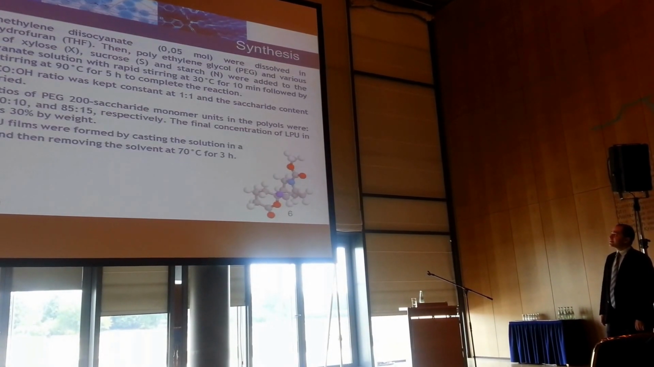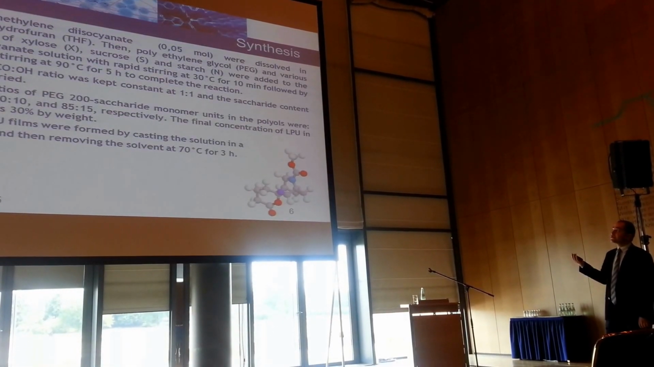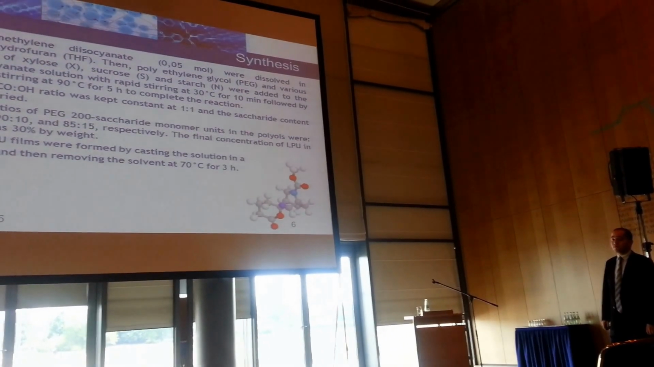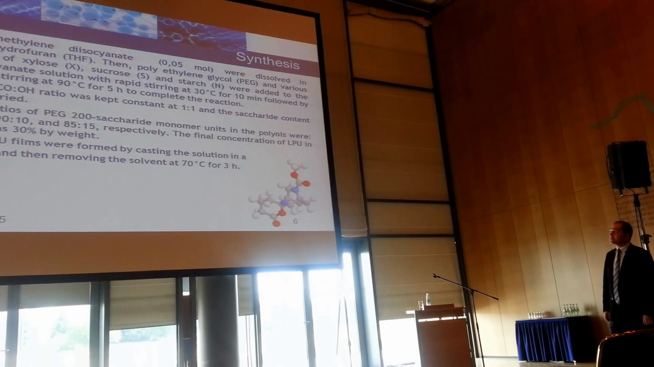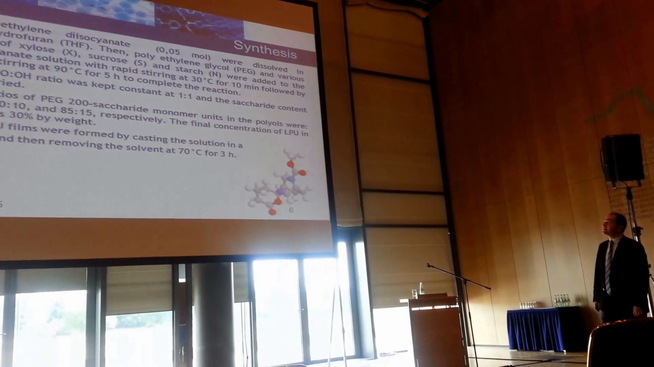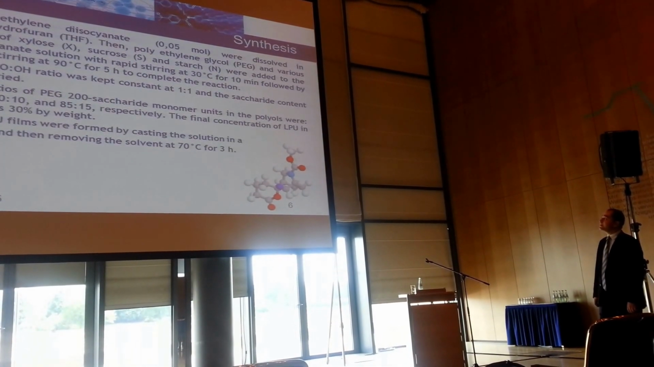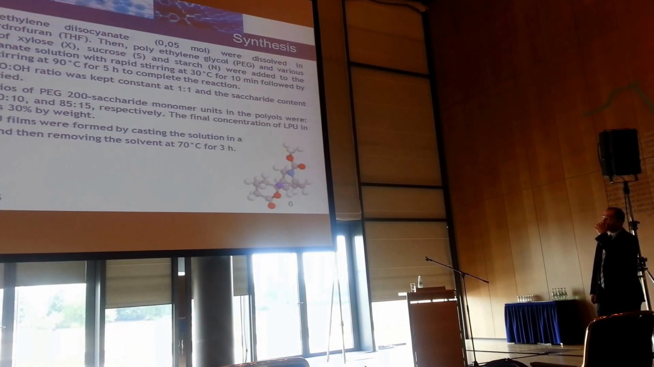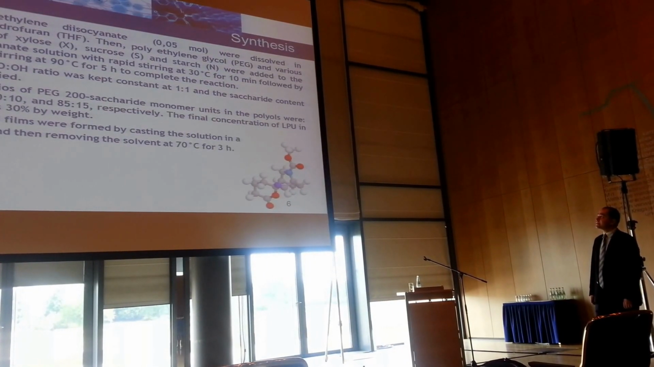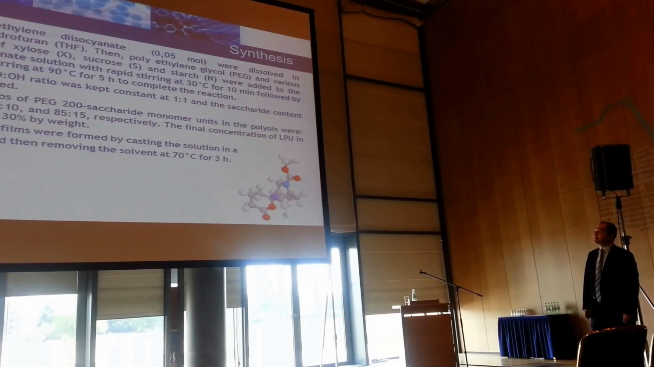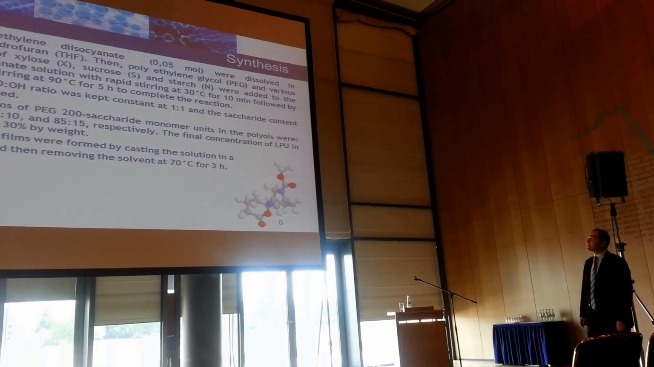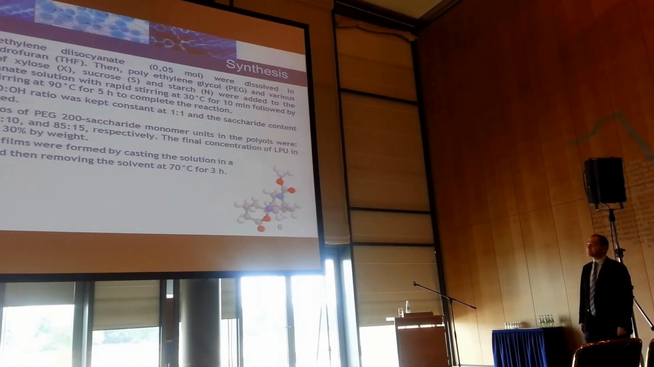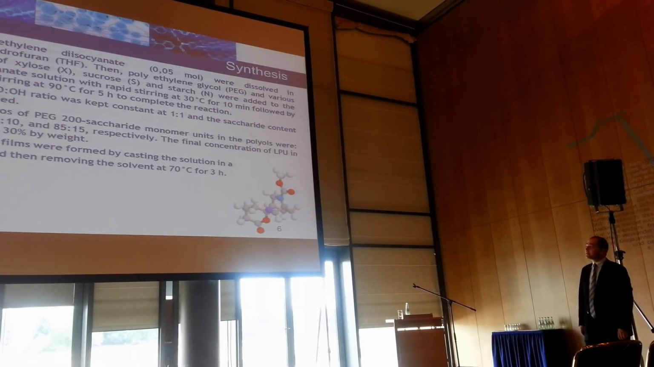For the synthesis part, we use hexamethylene diisocyanate as monomers. We dissolved it in tetrahydrofuran as a solvent, then polyethylene glycol, PEG, and various ratios of Xylose, Sucrose, and Starch were added to the diisocyanate solution with rapid stirring at 30 degrees Celsius for 10 minutes, followed by stirring at 90 degrees Celsius for 5 hours to complete the reaction.